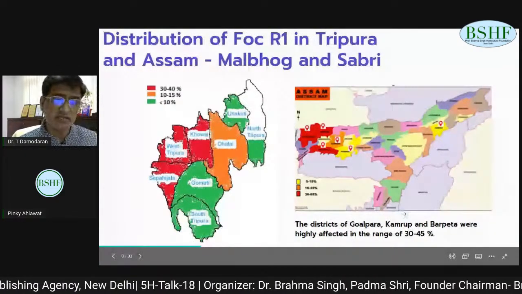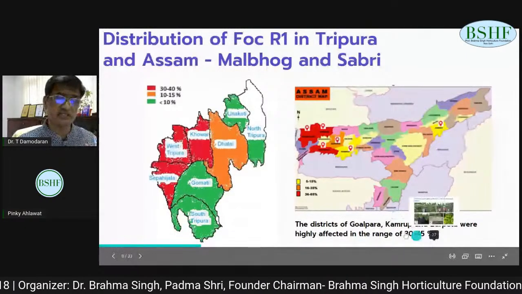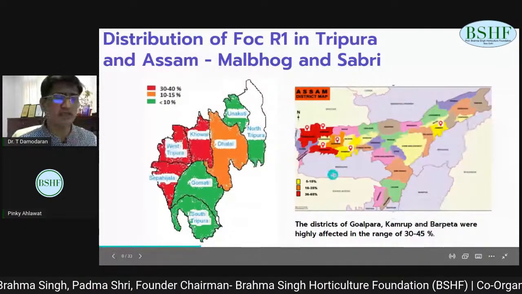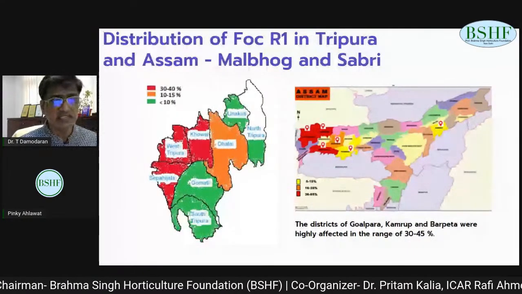So here race 1 has grown up, where the loss is nearly 30 to 40% in these three districts. And large growers and FPOs are also there, nearly waiting for a solution to this. Such is the case in Assam.